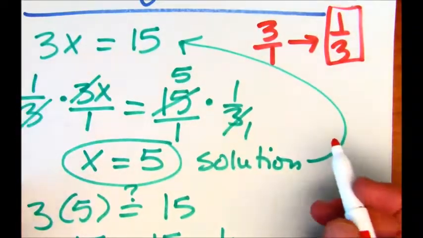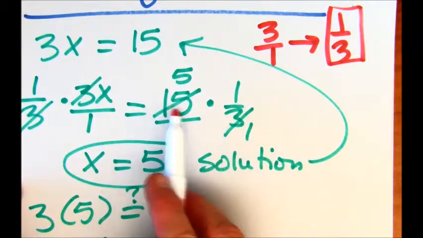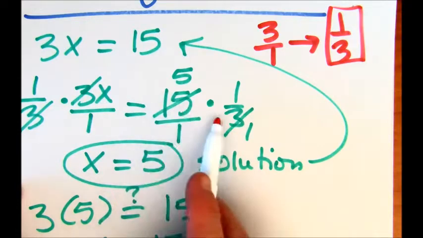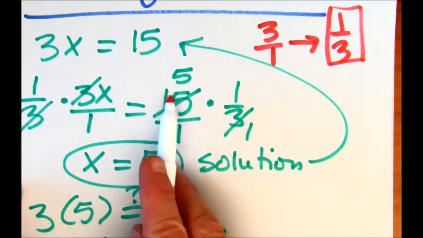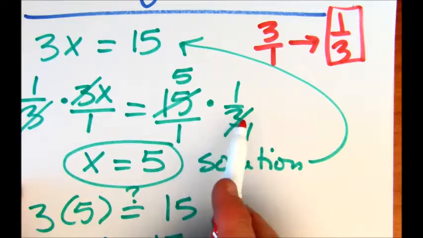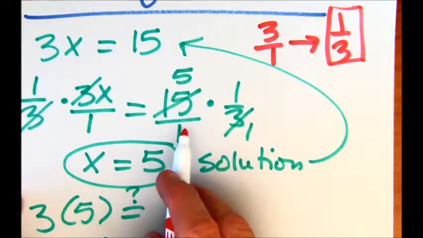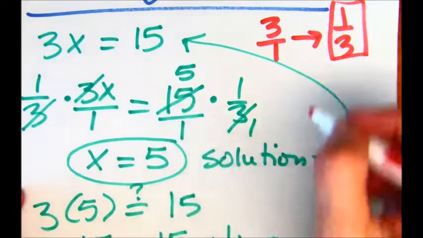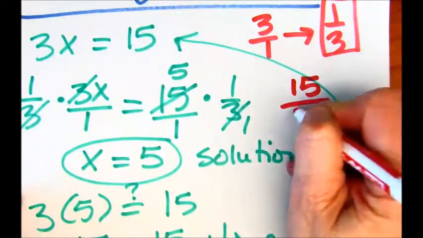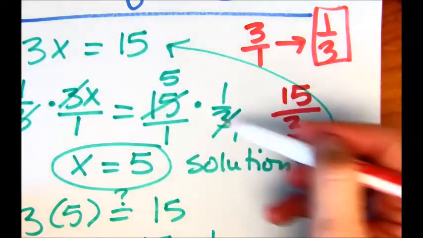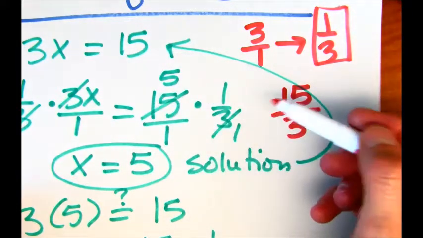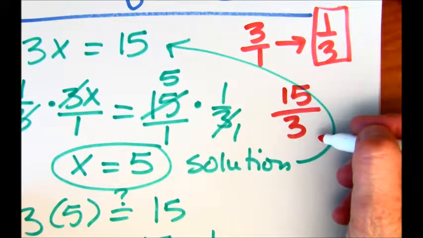Now, if you look over here, it looks like we're reducing, and we are. 15 and 3 can be reduced, or 3 goes into 15 5 times. But really what we're doing is we're dividing. We're dividing 15 by 3. If we didn't reduce, if we just multiplied straight across, we'd get 15 divided by 3.